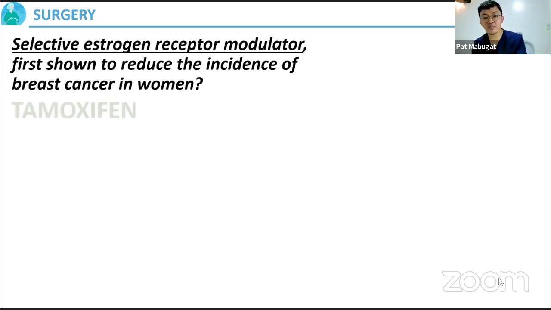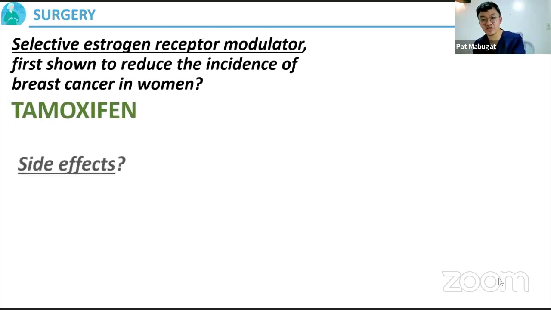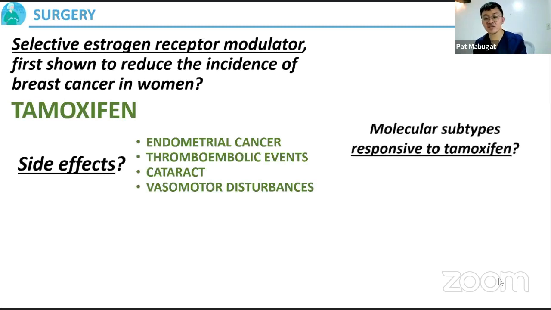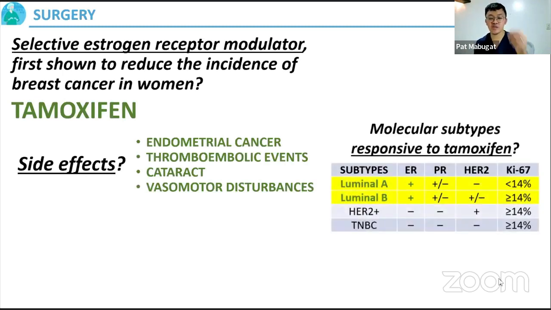We use tamoxifen as adjuvant hormonal therapy or as chemoprevention. So tamoxifen targets the estrogen and prevents breast tissue from proliferating. That's your tamoxifen. Side effects: endometrial cancer, thromboembolic events, cataract, and vasomotor disturbances. Molecular subtypes responsive to tamoxifen, we have 2. This popped out in the board exam.